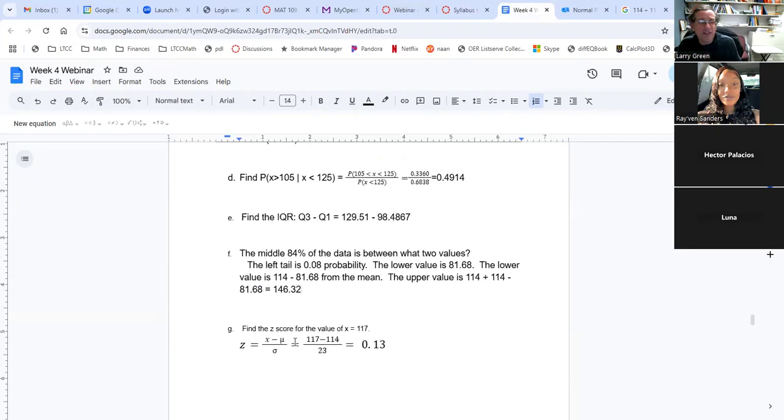Okay, just note finding the z-score is real similar to what we did before. X minus mu over sigma. If you want to find the z-score when x is 117, you go 117 minus mu, the mean, 114, divided by sigma. Sigma was 23. And I got 0.13. Any questions at all on any of these parts?